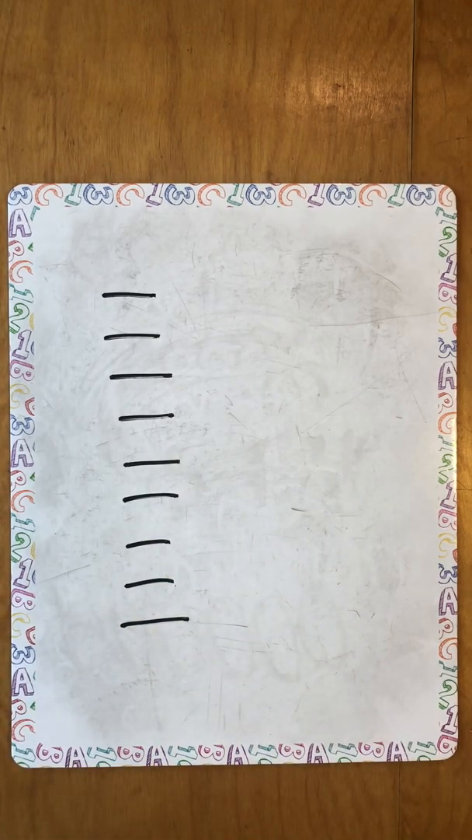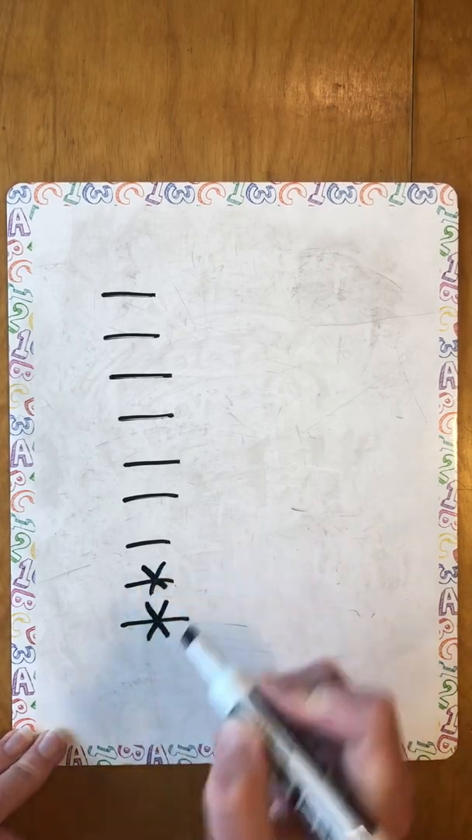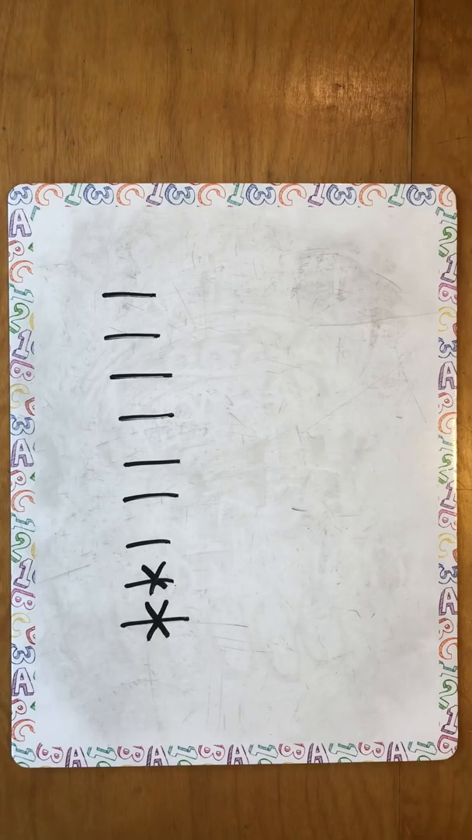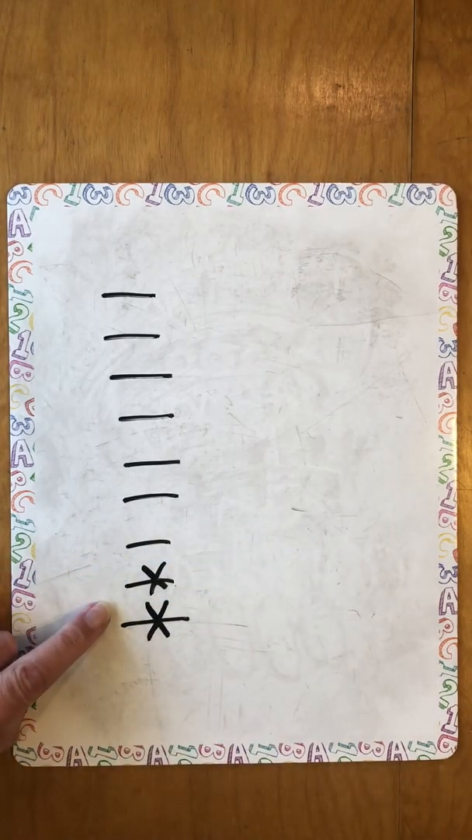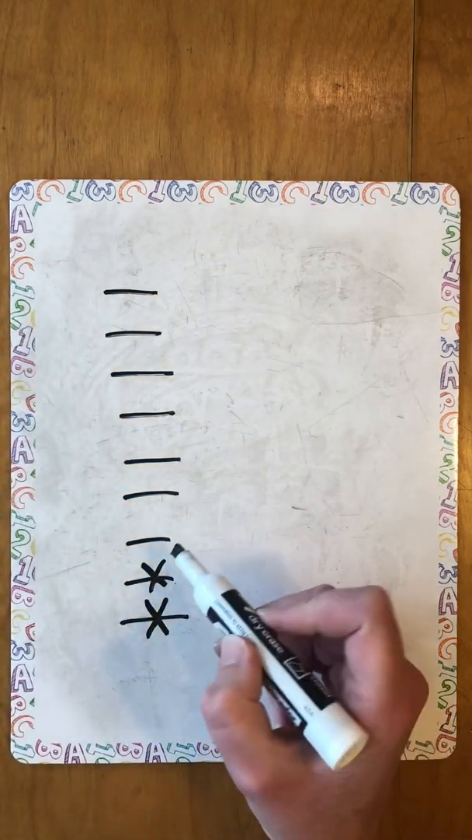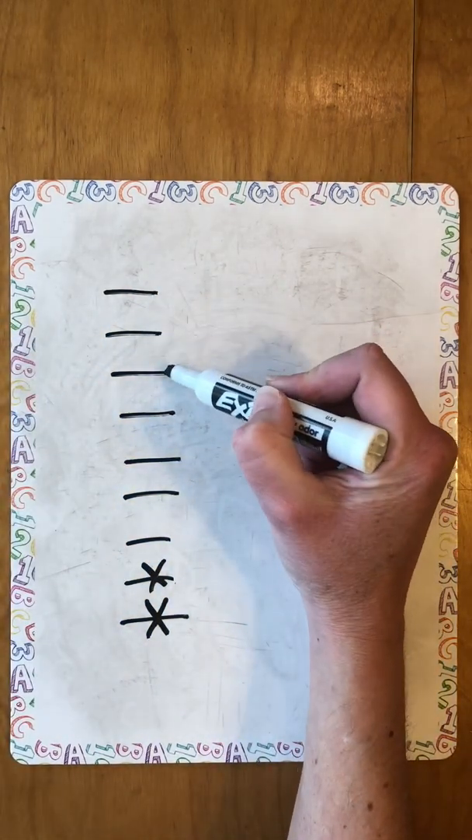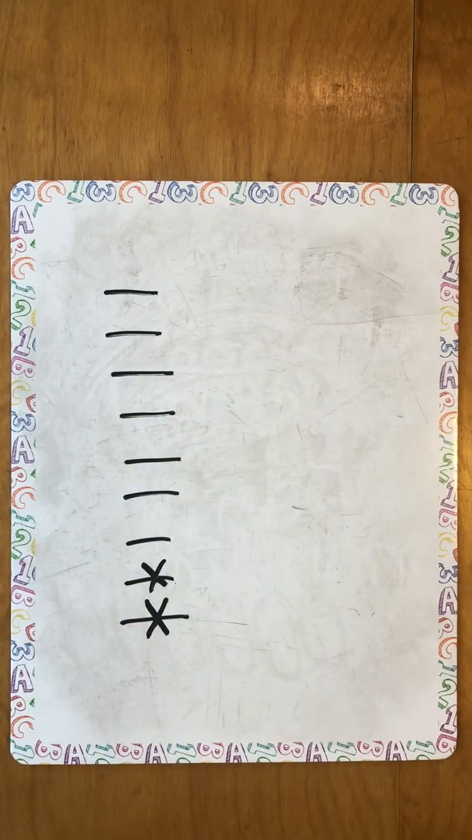And now, how many broke? 2 broke. So I'm going to cross off 1 and 2. I'm going to cross off those bottom 2. Here's my bad pencils down at the bottom. They're broken. I can't use them. And the rest that I can still use are up here. So I have 1, 2, 3, 4, 5, 6, 7 pencils that I can still use.